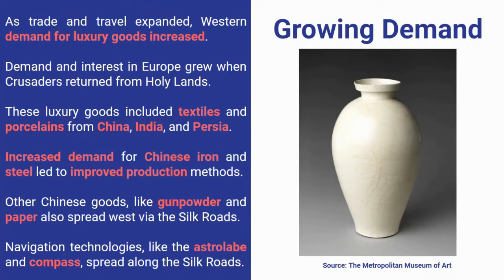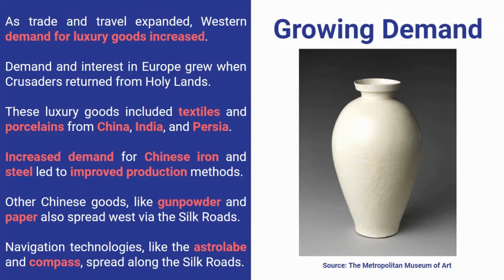So as they came back and as traders were coming from afar, people started becoming more and more interested in what they have. What are the items they have that we don't have? How can we get those things? That includes luxury goods like textiles and porcelains, and you need to know that those came from the East, primarily from China, India, and Persia.